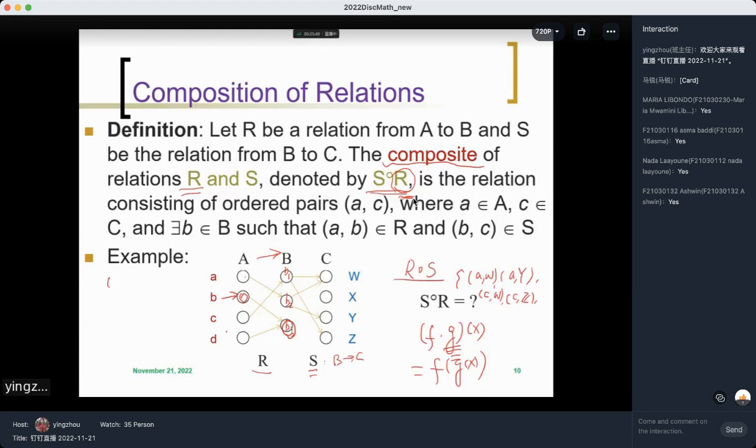And continuing from D, we can reach B3, but similarly there is no way to reach C. So finally, we only have four arrows from A to C, using the middle layer or middle node. So finally, in this composition of R and S, be careful: this R is on the right, not the left.